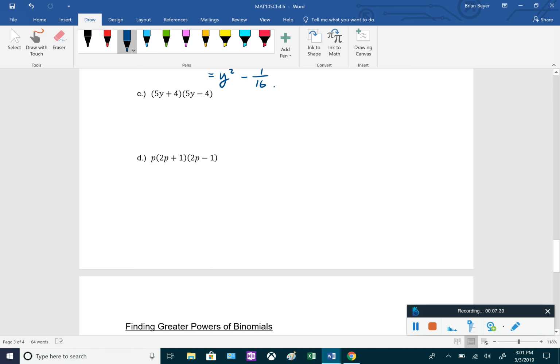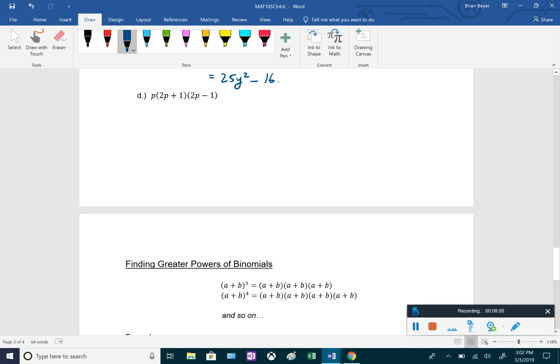Next one, 5y plus 4 times 5y minus 4. Same two terms, one's addition, one's subtraction. First one squared minus the second one squared. That's going to be 25y squared minus 16. Once again, you can probably see why it's a lot easier knowing the shortcut for this. So you don't have to FOIL it, you just recognize it and do the quick little rule.